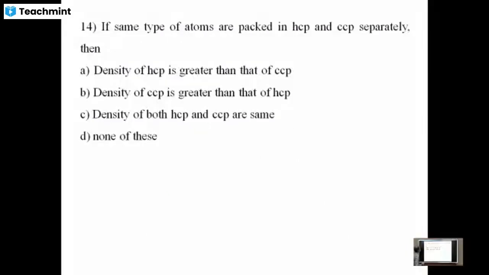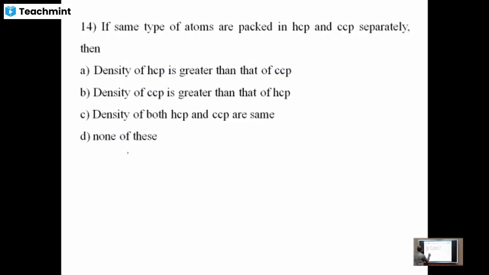Next question. If same type of atoms are packed in HCP and CCP separately, then density of HCP is greater than that of CCP. Density of CCP is greater than that of HCP. Density of both HCP and CCP are same. None of these.